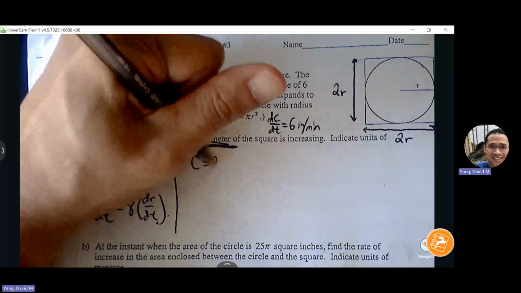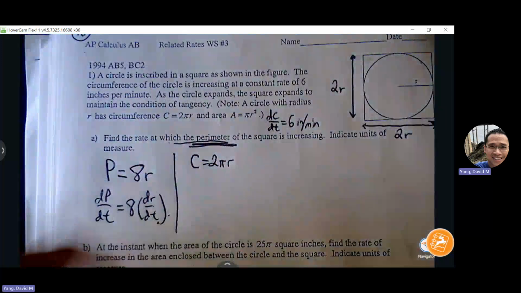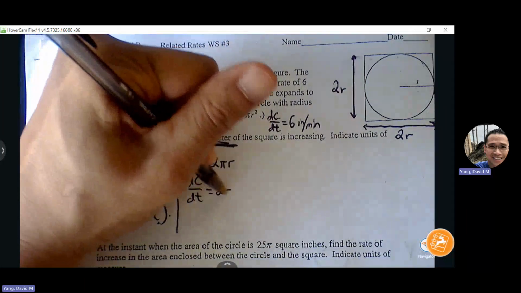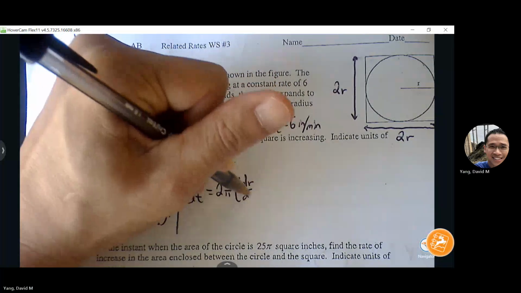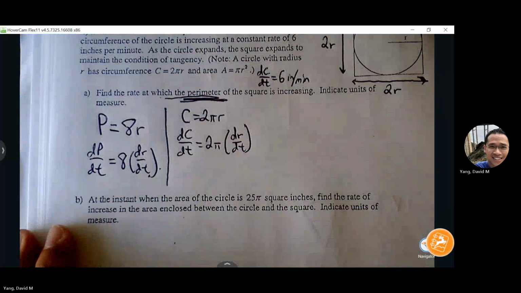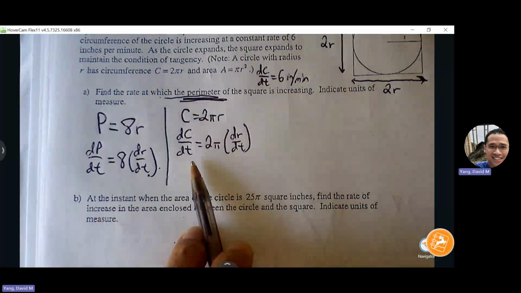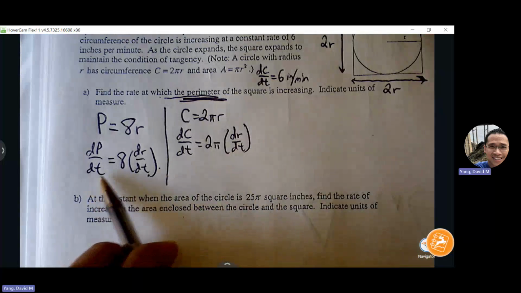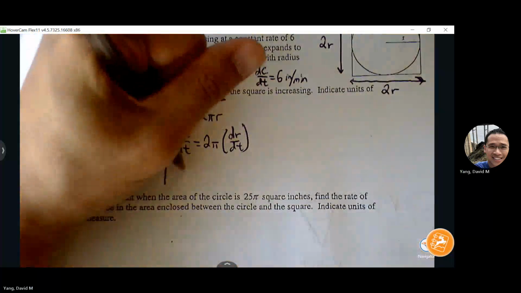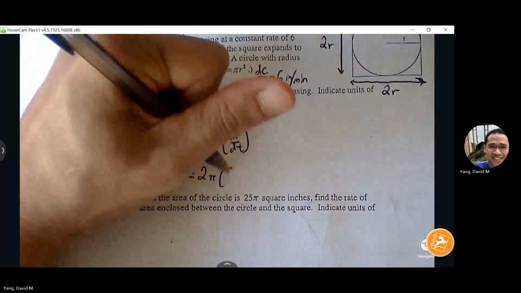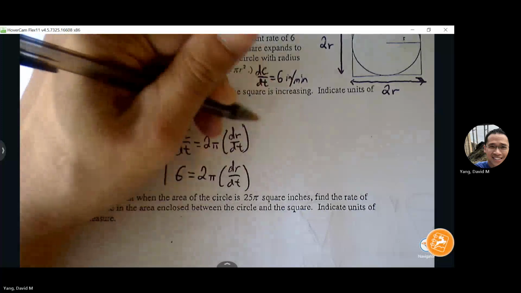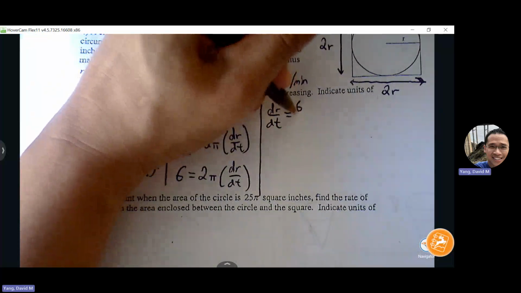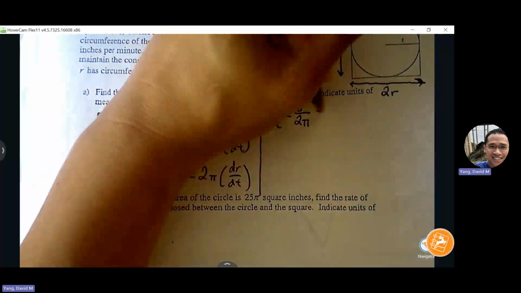Well, I know my circumference is 2 pi r. Yeah, let's find the derivative, right? If I can find the derivative here, then that will help me lead to what I'm really after, which is dr dt. So dC dt is 6. That will help me get to dr dt, and then that will help me get to what I'm eventually looking for with dP dt. Okay, careful. In this case, the pi is also in the denominator. It needs to stay in the denominator.